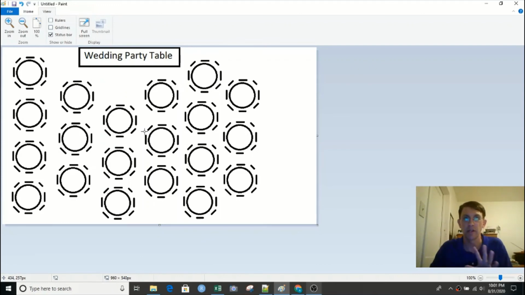So how would you arrange the seating chart for something like this? And by that I mean, how can you program a computer or Excel or something to do the arranging for you?